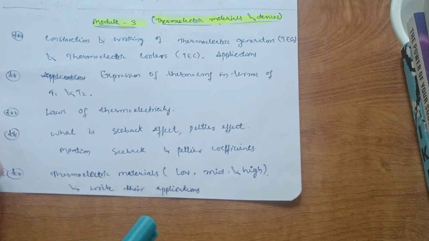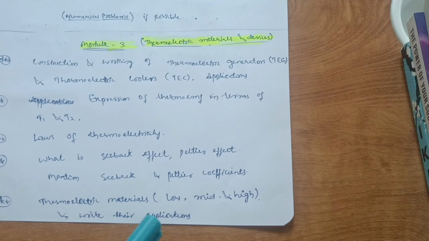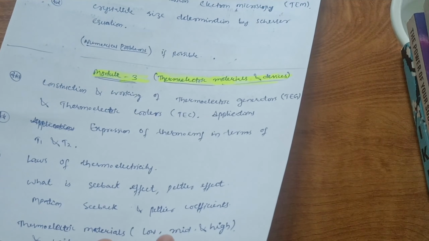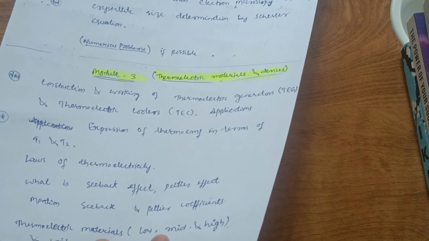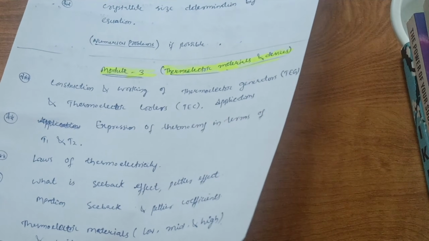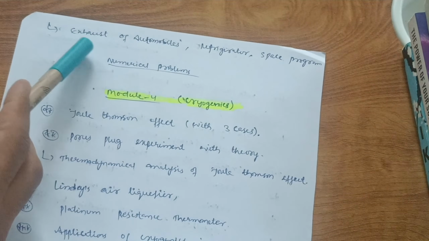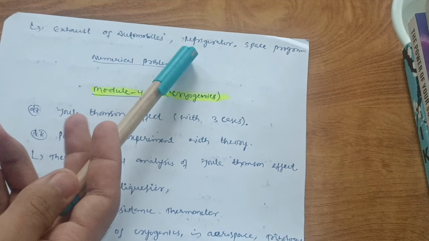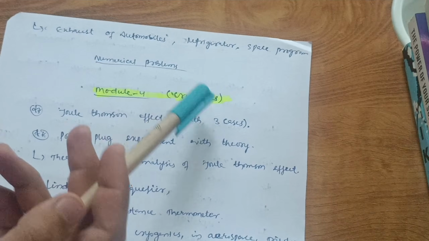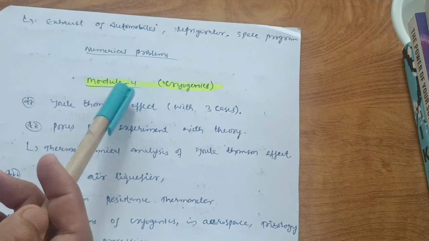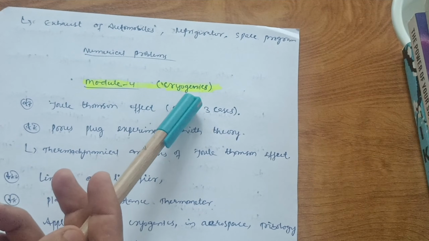As you already know, my dear friends, the syllabus is very vast. I know you cannot cover all the syllabus in just these days, as you have your third internals pending yet. So you have to focus on this much content. Then also one question is there, that is exhaust of automobiles and refrigerator, space program, etc., and some numerical problems if convenient. Okay, then module 4, that is cryogenics.